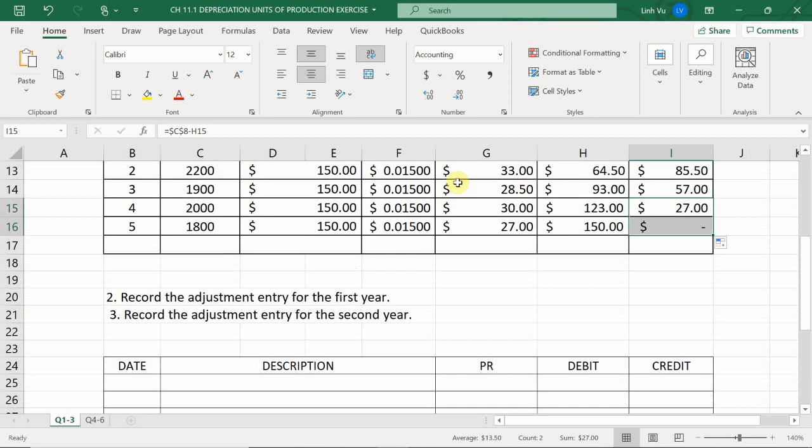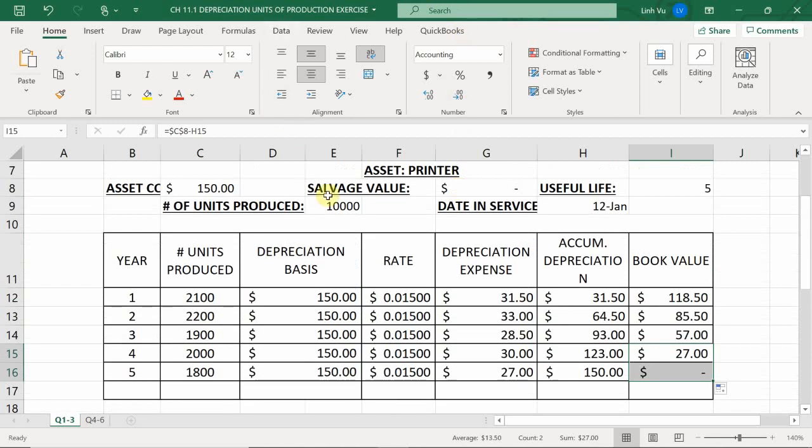Now question number 2 says, record the adjustment entry for the first year. In this case, for the first year of depreciation, how much was my depreciation expense?